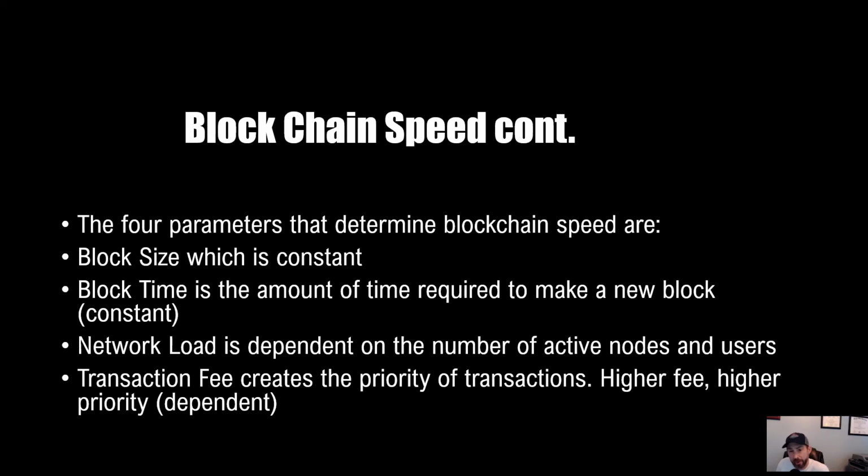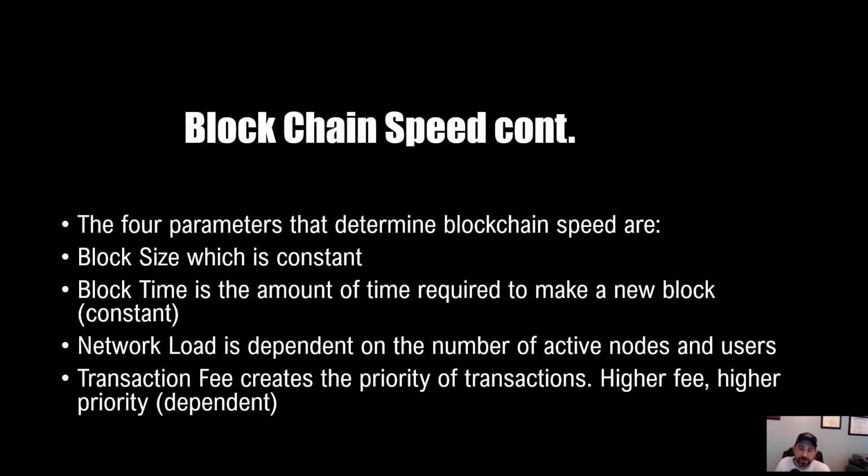The 4 parameters that we talked about for blockchain speed are block size, which is a constant, right? It's written into the programming. Block time, which is the amount of time required to make a new block. That's also a constant. So without forking the blockchain, we can't really change that. I guess through governance they may be able to, but those are constants.